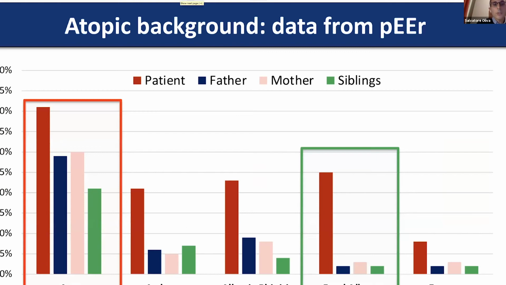So, as I mentioned, atopy runs in the family. You have, for example, the patient affected by allergy, but even siblings or father or mother. So any clinical history related to atopy could be considered a red flag for EoE.